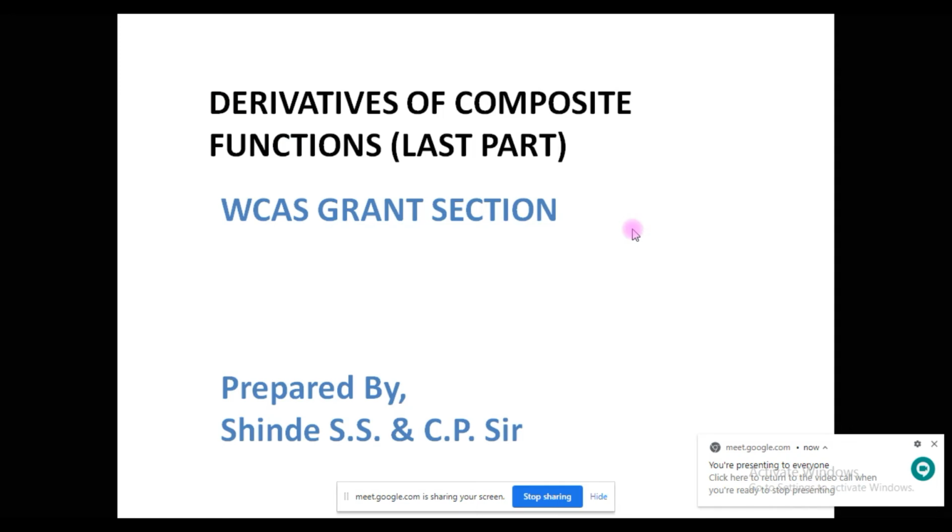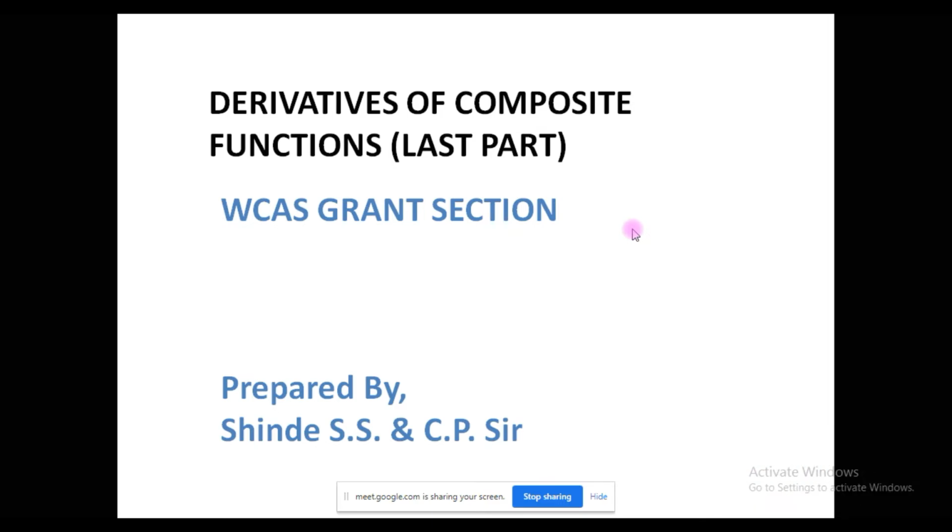It was derivatives of composite functions, and I asked you to do a few sums on your own, which was a part of your homework. But after going through the exercise, I found that a few sums you might find difficult. So I'm taking a review of all these sums, and for the few students who were not able to attend the previous two sessions, I am just taking a quick recall of the same.